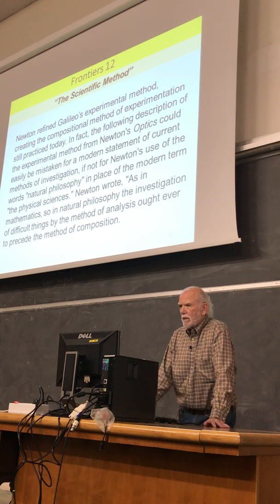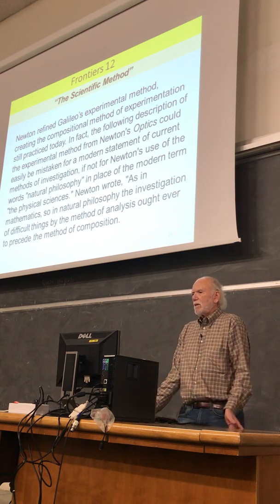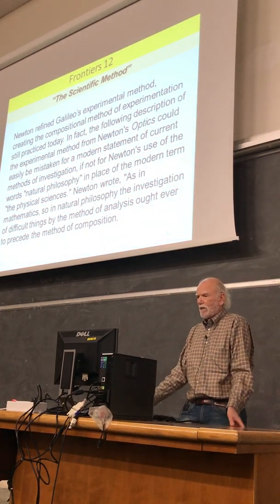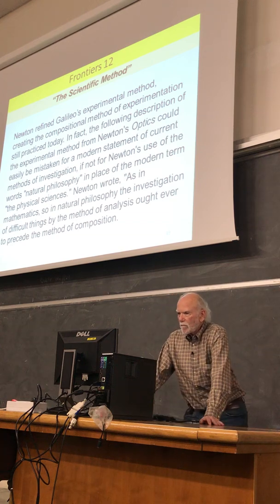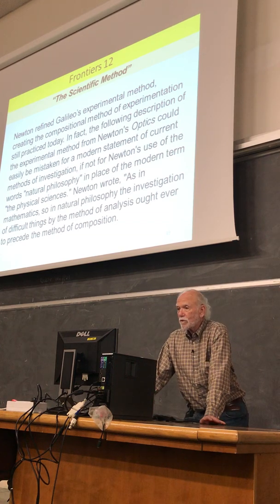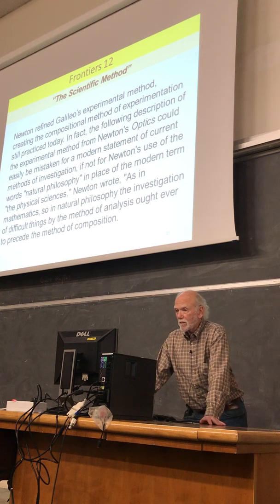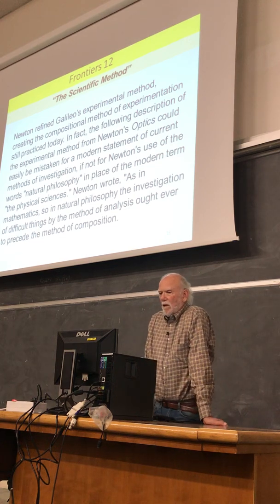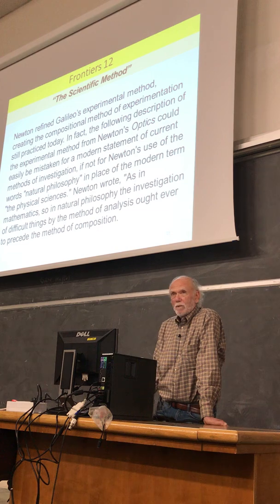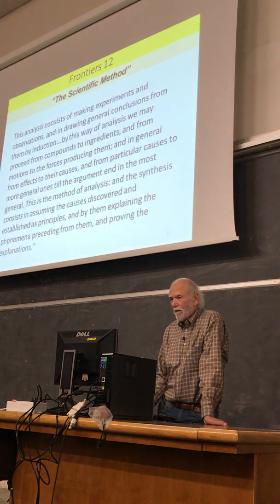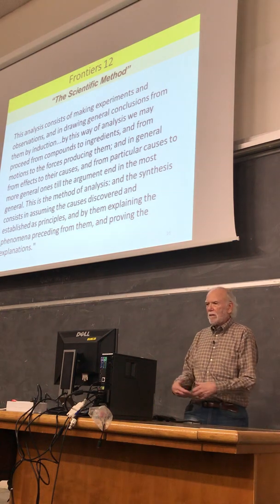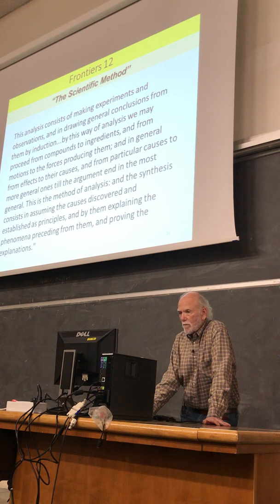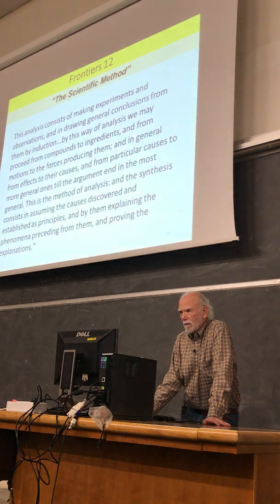And when you read what he wrote down, he talks about natural philosophy, which if you change it to the physical sciences, is basically what we use today. So it's just a difference in the word. And what he said is, as in mathematics, also in natural philosophy, which I'm saying is the physical sciences, the investigation of difficult things by the method of analysis ought ever to precede the method of composition. In other words, do the analysis before you make any conclusions. And that carries through basically to determine how much of a conclusion you can make or not make.